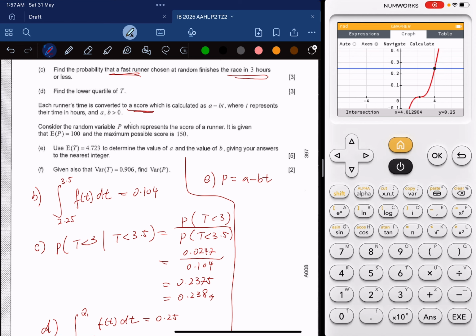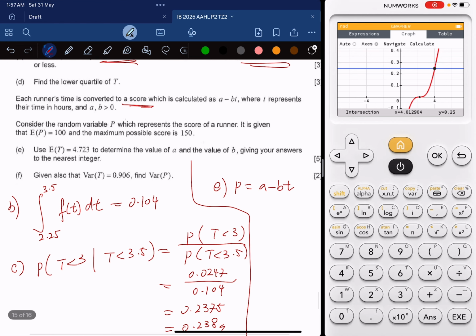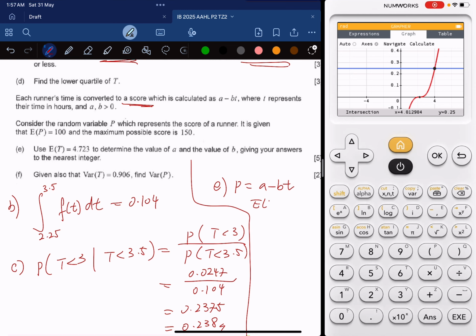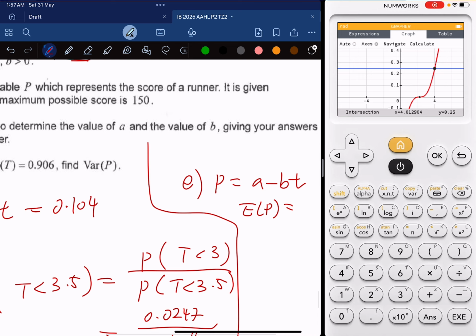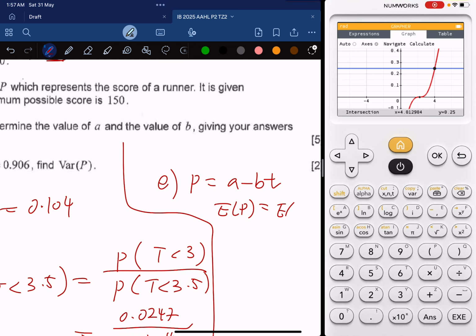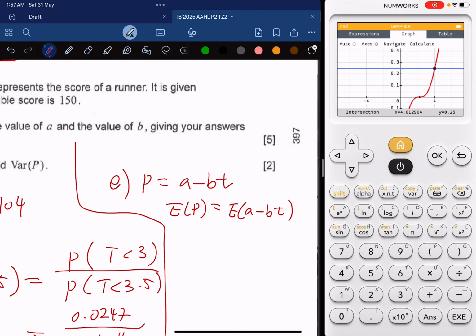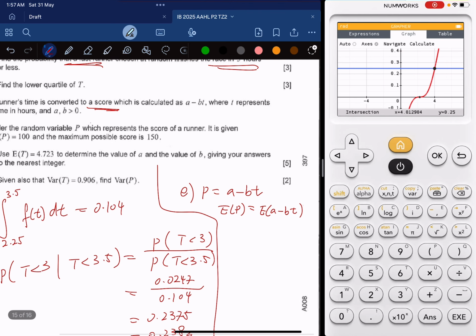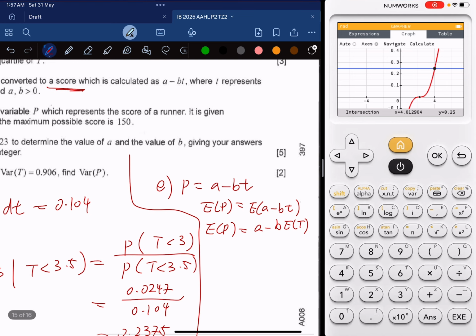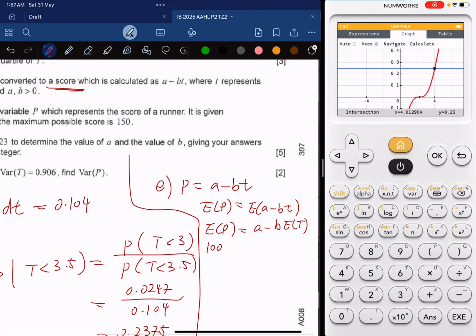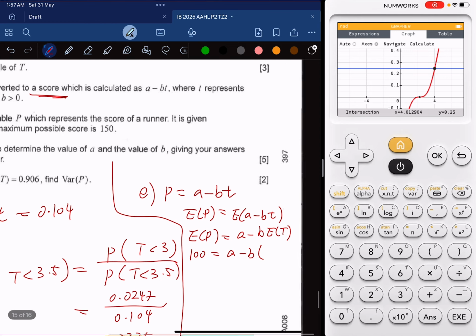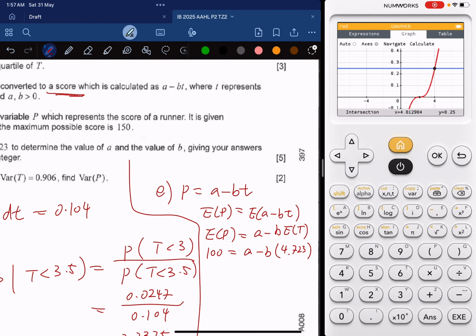I think this is a probability question now, right? So I'll just take the expected value of both sides. So we take E(P) of both sides. Then it'll be E(A minus BT). So then this would be just A minus B times E(T). Just remember the expected value of a number is just the number; it's just the variable that gets the expected value. So E(P) is 100, right? So 100, and A we don't know, B is B, E(T) is 4.723. So I need one more equation.